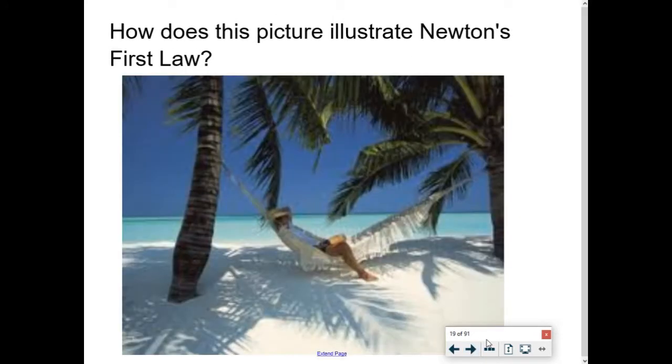Okay, let's try another example. This one's kind of silly, but this is a picture of somebody probably in the Bahamas or somewhere really nice. I mean, look at the water. It is a nice blue color, right? You got a nice hammock. This is sometimes a silly way of describing Newton's first law, but this basically says an object at rest stays at rest unless an external force acts upon it. And so here's a person that's happy, they're at rest. Are they going to want to get out of their hammock? Not really.